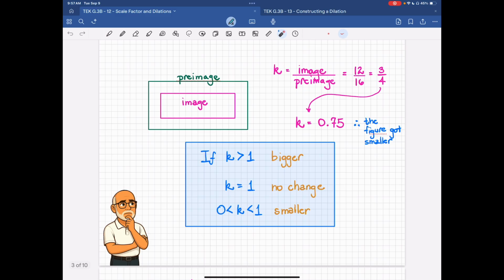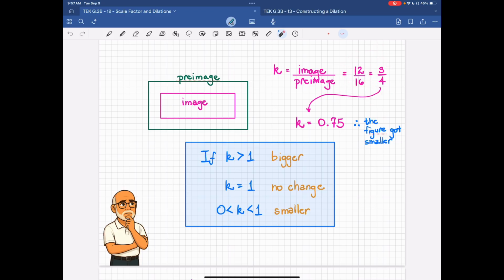So let's look at this. Let's start with our pre-image, which is right here. And if we counted the squares, you would get 16 squares going across. Now the corresponding side to that is here on the image. And if we counted those squares right here, we would end up with 12. So we know that K is defined as the image over the pre-image. So I'm going to take my 12 and I'm going to put it over my 16. I'm going to reduce this fraction, and this fraction is reduced to 3/4.